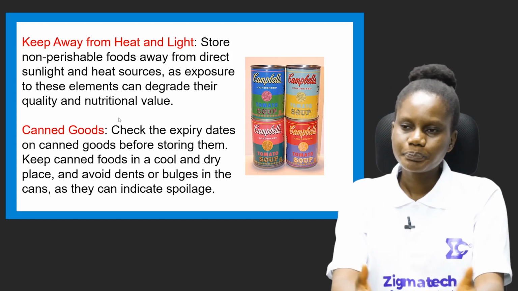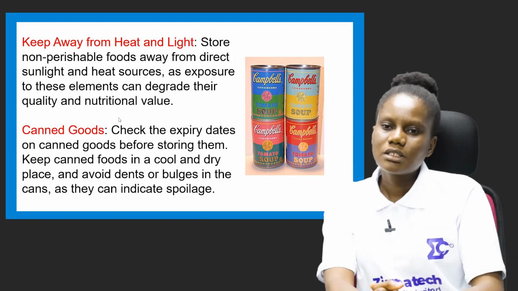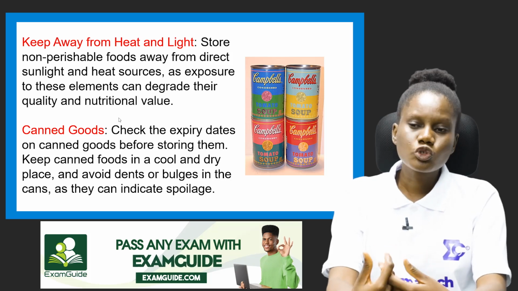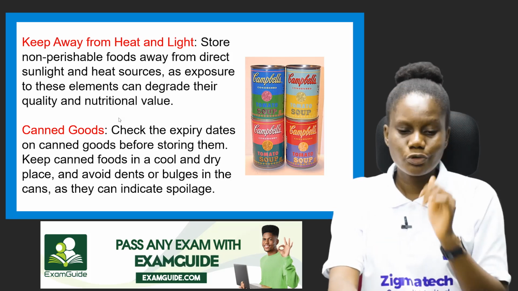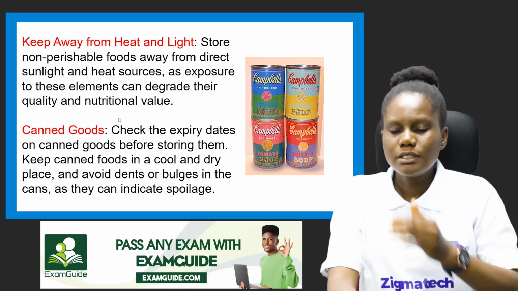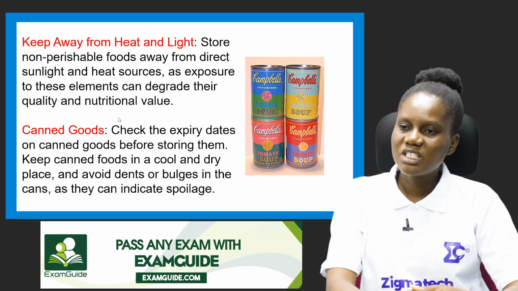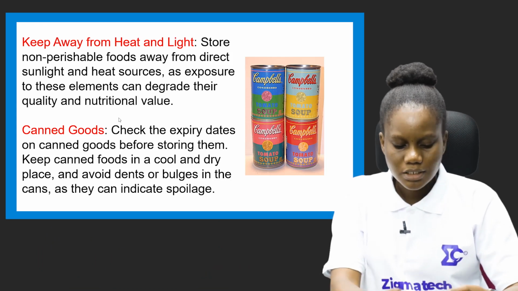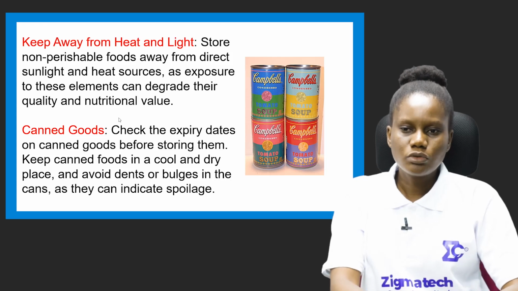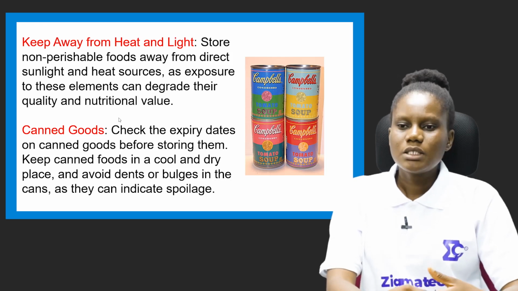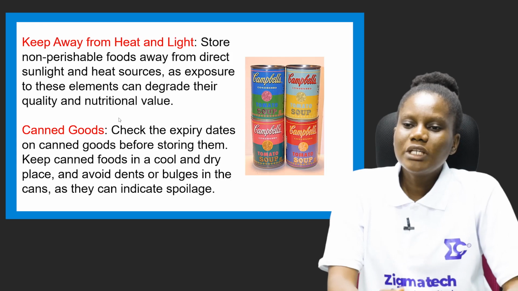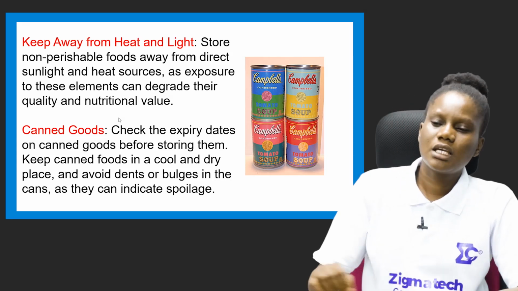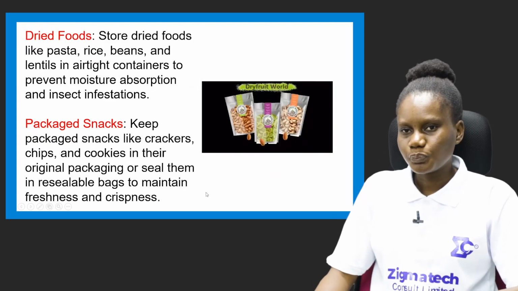Then the next is canned goods. Check the expiry dates on canned goods before storing them. Before you store them, don't just say, I just got this particular tin tomato from the market today. I just got this beef and this corned beef from the market today. Check the expiring date so that you know how to store them properly and how to use them. So keep canned foods in a cool and dry place and avoid dents or bulges in the can, as they can indicate spoilage.